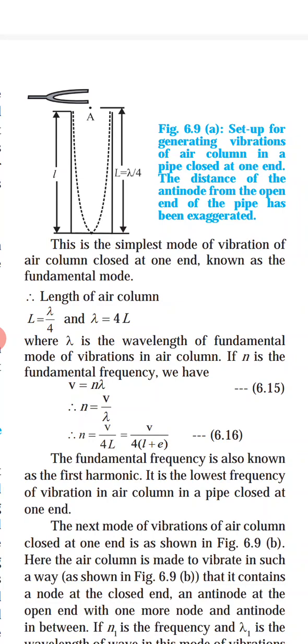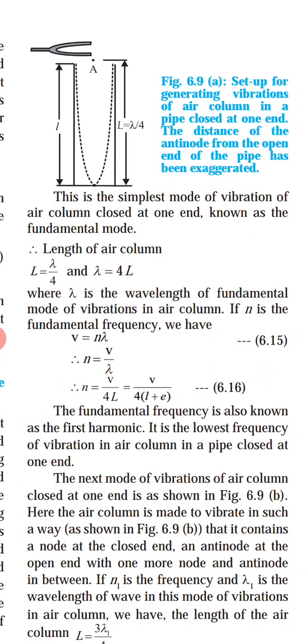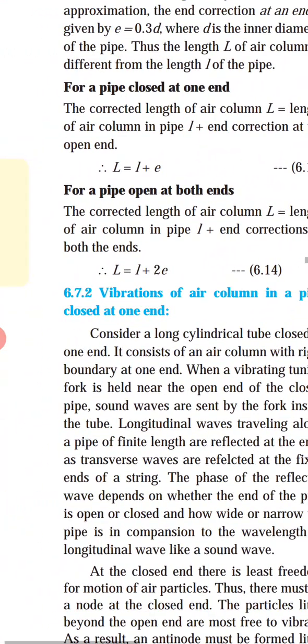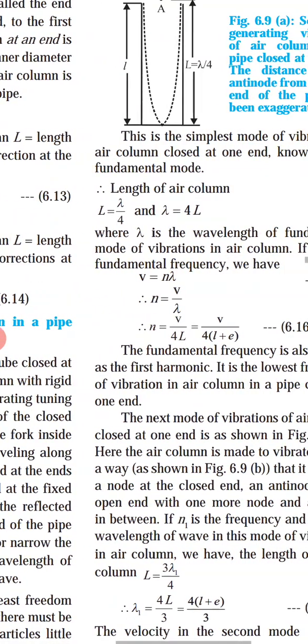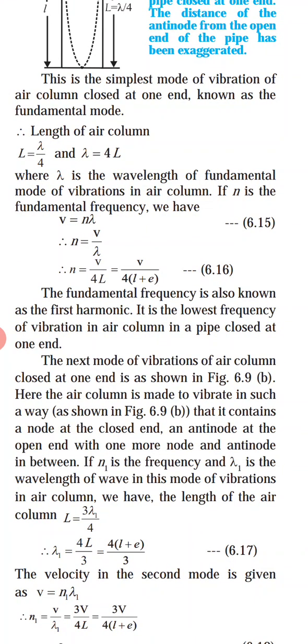The distance of the antinode from the open end of the pipe has been exaggerated. So, this is the simplest mode of vibration of an air column closed at one end, known as the fundamental mode. So length of air column L is equal to lambda by 4. So lambda is equal to 4 times L, where lambda is the wavelength of the fundamental mode of vibration of the air column. If n is the fundamental frequency, then v is equal to n lambda. n is equal to v upon lambda. So n is equal to v upon 4L, where capital L is nothing but l plus E. That we have already taken in equation 6.13. So we can write this as v upon 4 into l plus E. This is the fundamental frequency, also known as the first harmonic.